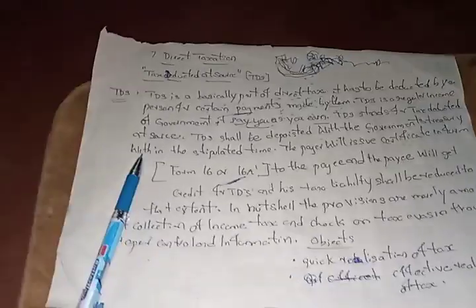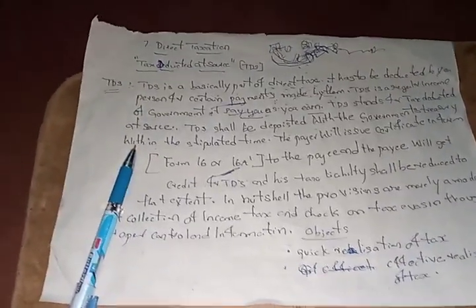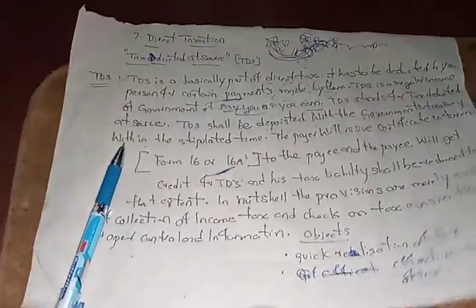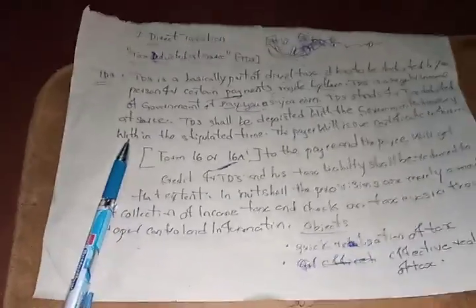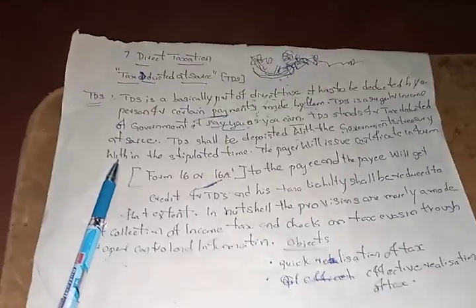If you make certain payments, you levy the tax, that means TDS. TDS applies to certain payments made by them. When a person makes the payments, he can levy the tax as TDS.